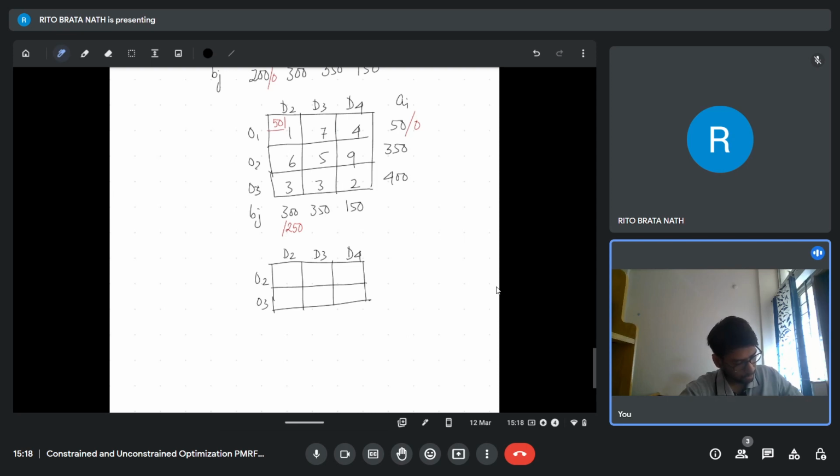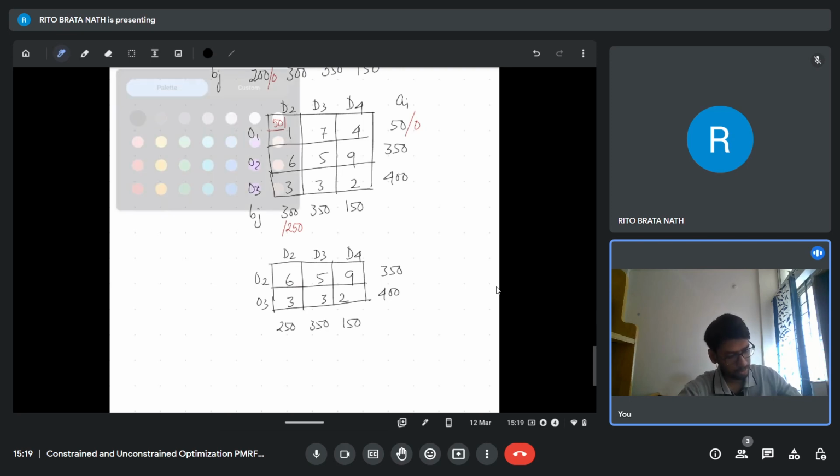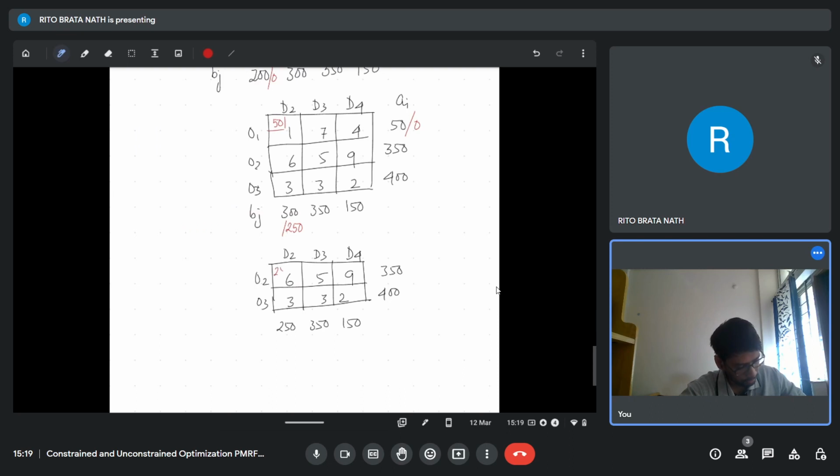Let me write down the cost. So this is 6, 5, 9, 3, 3, 2. This is 350, 400. And this will be 250, 350, and 150. Okay. So now what you can do, you can again allocate to the northwest corner. So that will be minimum of 250 and 350. So that's 250. So again this becomes 0, this becomes 100, and you can delete that column.